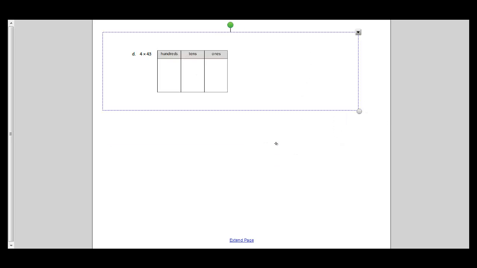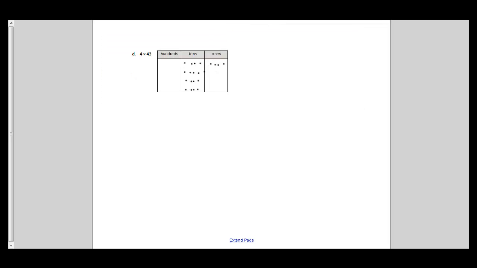All right, let's try one more. Now we're going to do 4 times 43. You should be getting good at this. All right, so we have 1, 2, 3, 4. 1, 2, 3, 4. 1, 2, 3, 4. 1, 2, 3, 4. There's 4 times. I'll put this right here. I know I already have that dot, but I'm going to move it over there. 1, 2, 3. Oops. Just messing up right and left today.